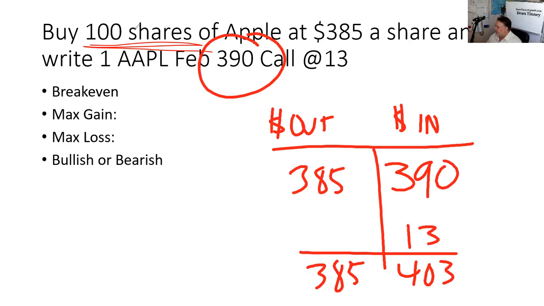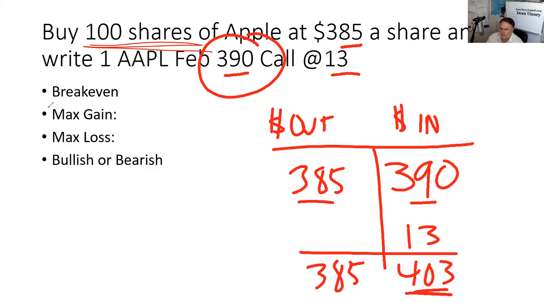There are three sources of profit here. We get the 5 points for selling at 390 the stock we bought at 385, plus we get to keep the 13. So the most we're bringing in is 18, excuse me, 18 points. Please note, when you do this strategy, that's the downside of a covered call. If Apple's at 410 or 420, you've got to give it up at the strike price.